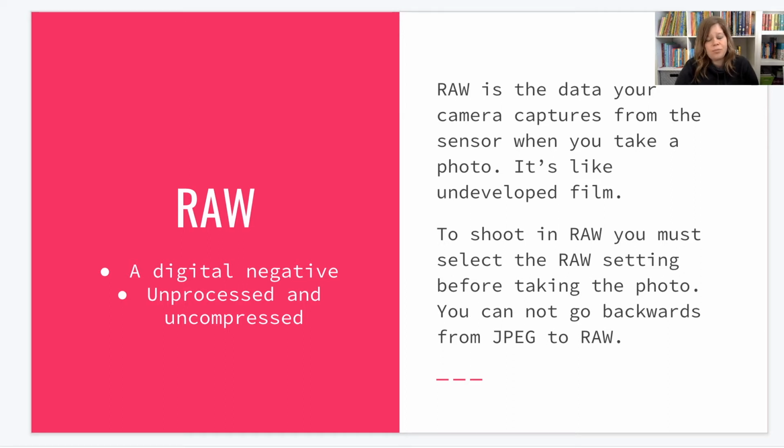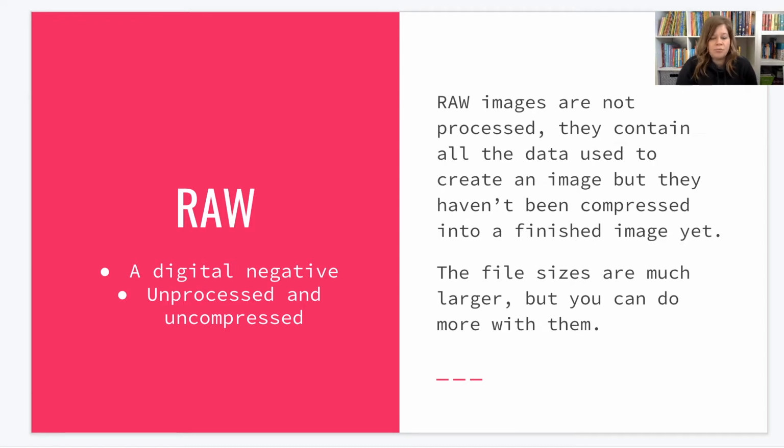them. To shoot in RAW, you need to select the RAW setting on your camera, and you cannot go backwards from JPEG to RAW. So once you've shot in JPEG, it's a JPEG. You cannot go backwards. So essentially, a RAW file is uncompressed and unprocessed.